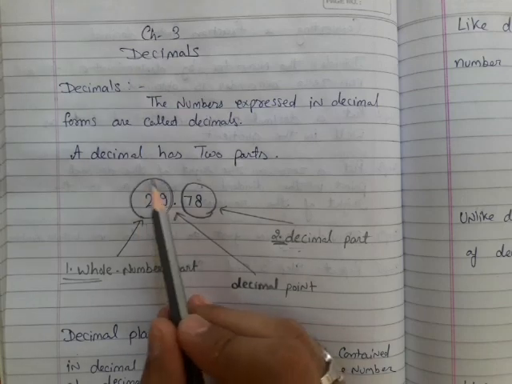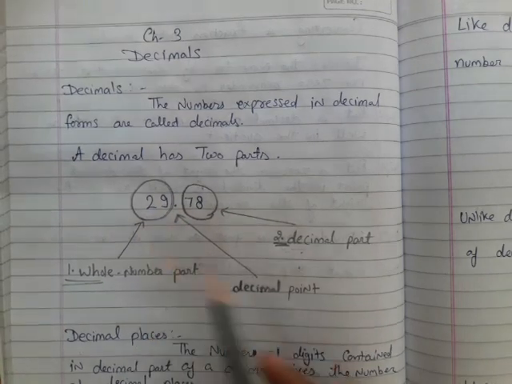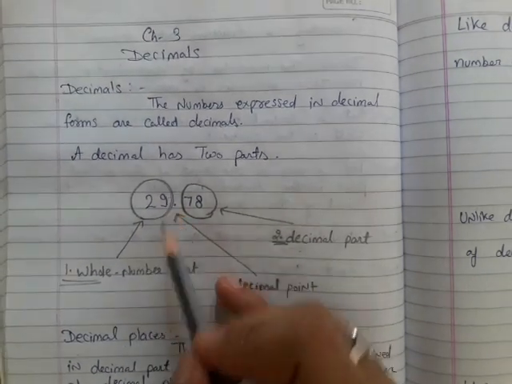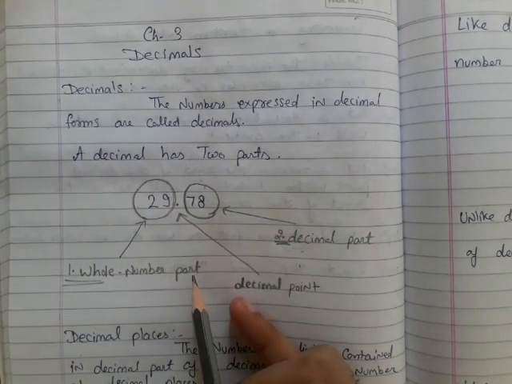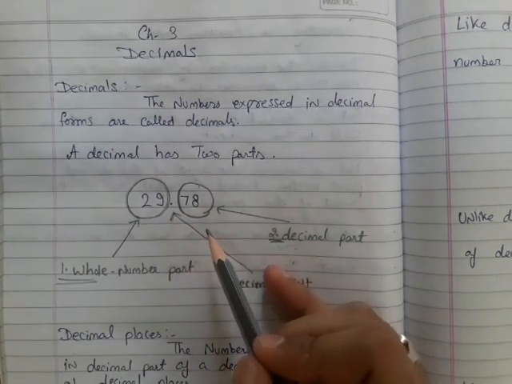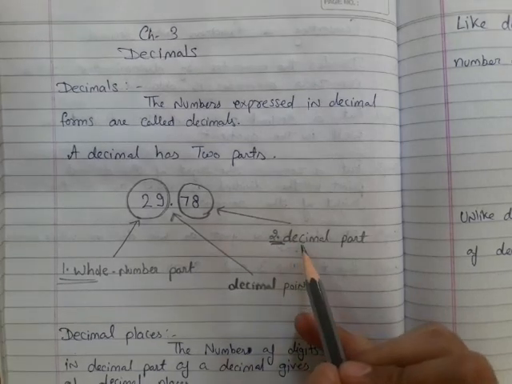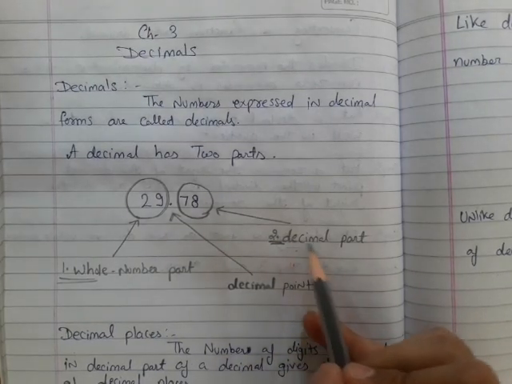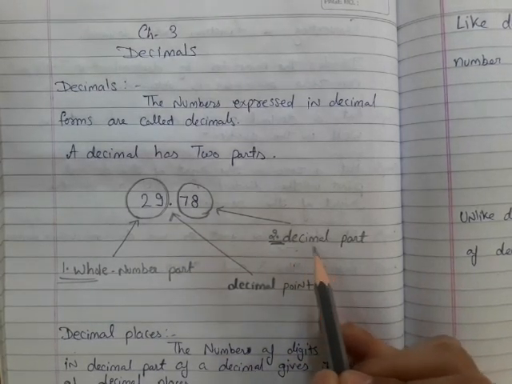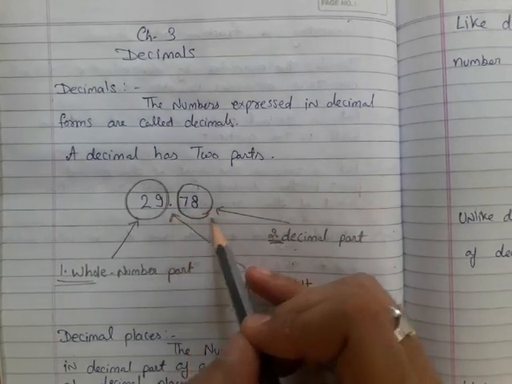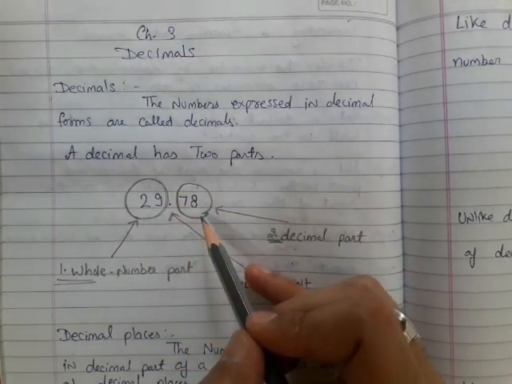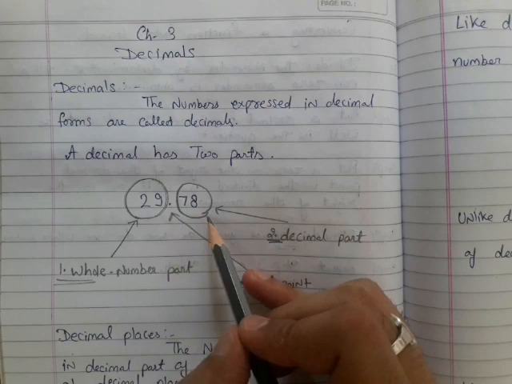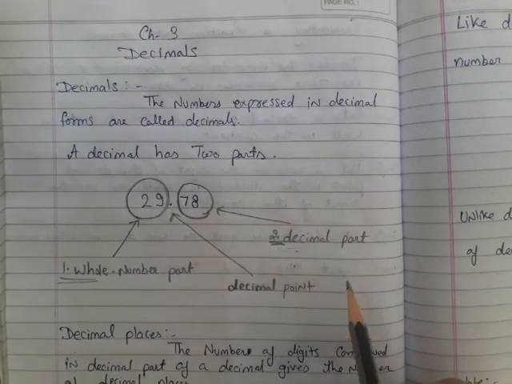So here 29 is on the left side of the decimal point, so 29 is the whole number part, and the part that is on the right side of the decimal is called the decimal part. So the digits which are written to the right side of the decimal point are known as the decimal part.